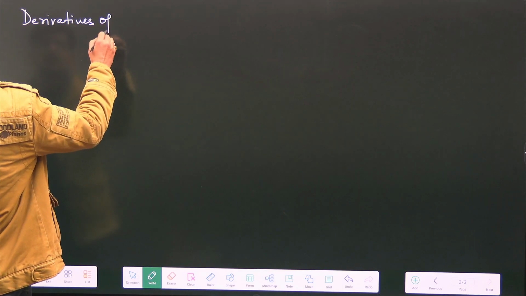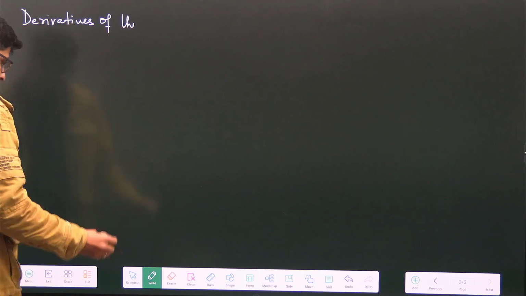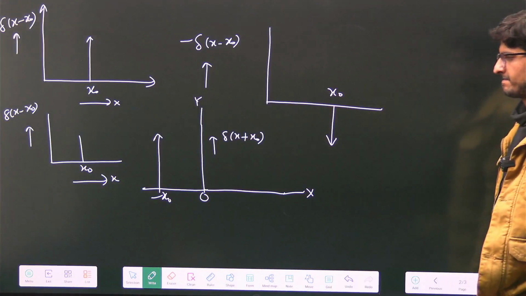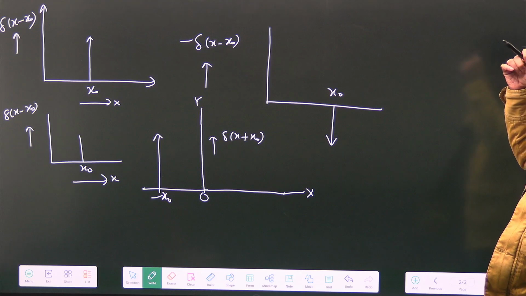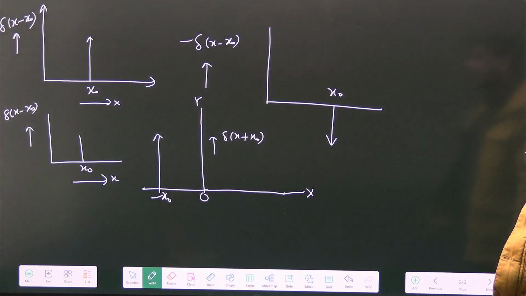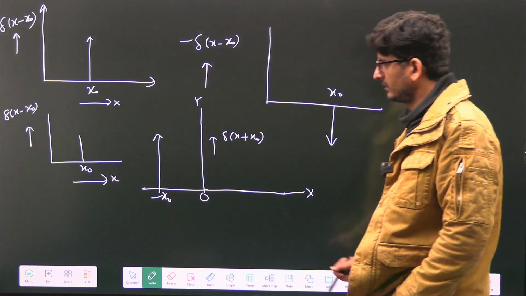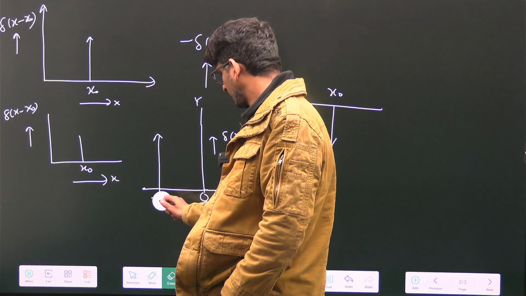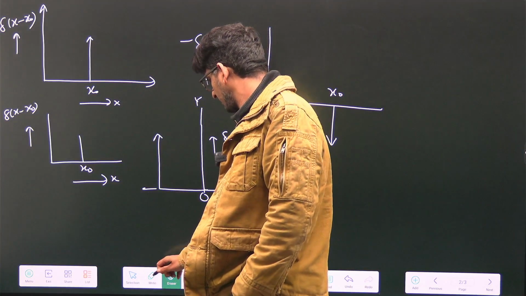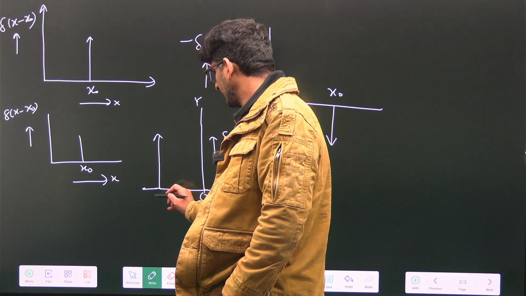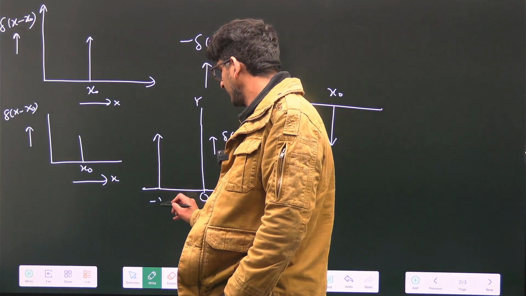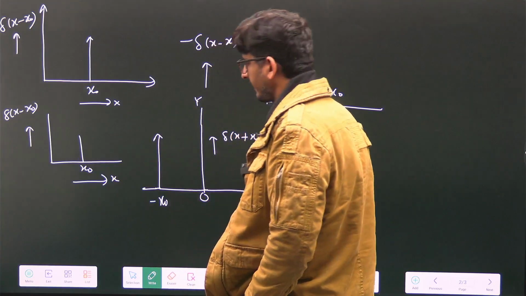Derivatives of. Sir, can you please go back to the previous page once? Yes. Which one you want to ask? This one, sir. I didn't draw that. I just want to draw that. Sure. Yes, sir. I am done. Thank you. Yeah, that one.